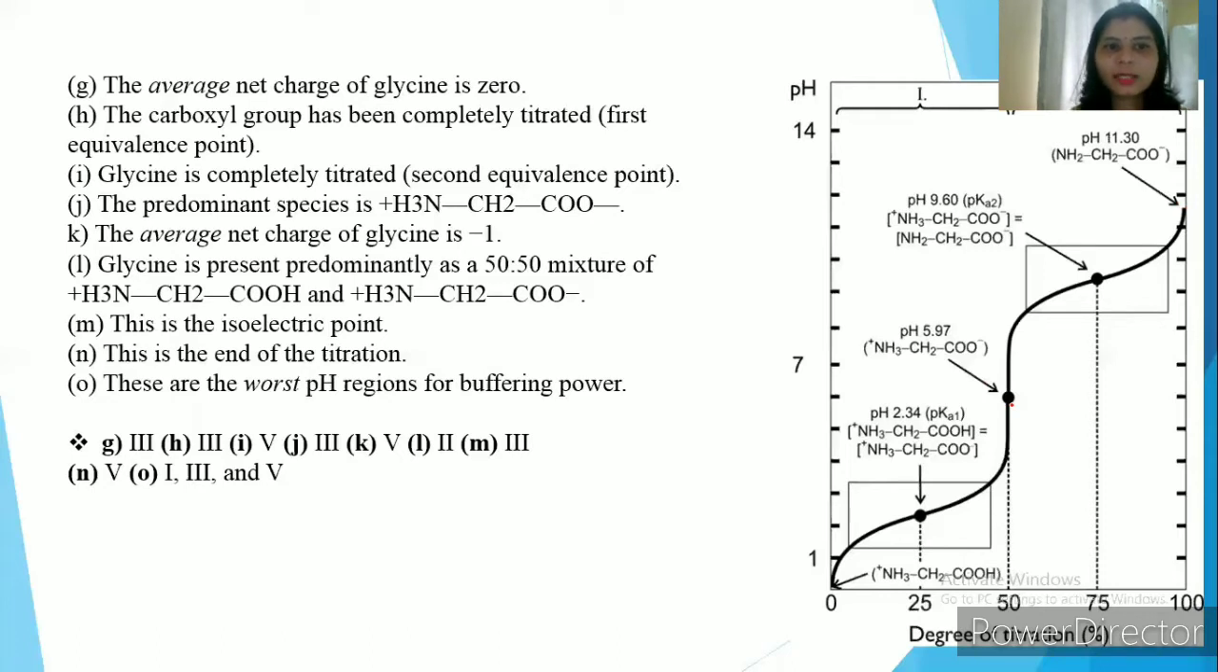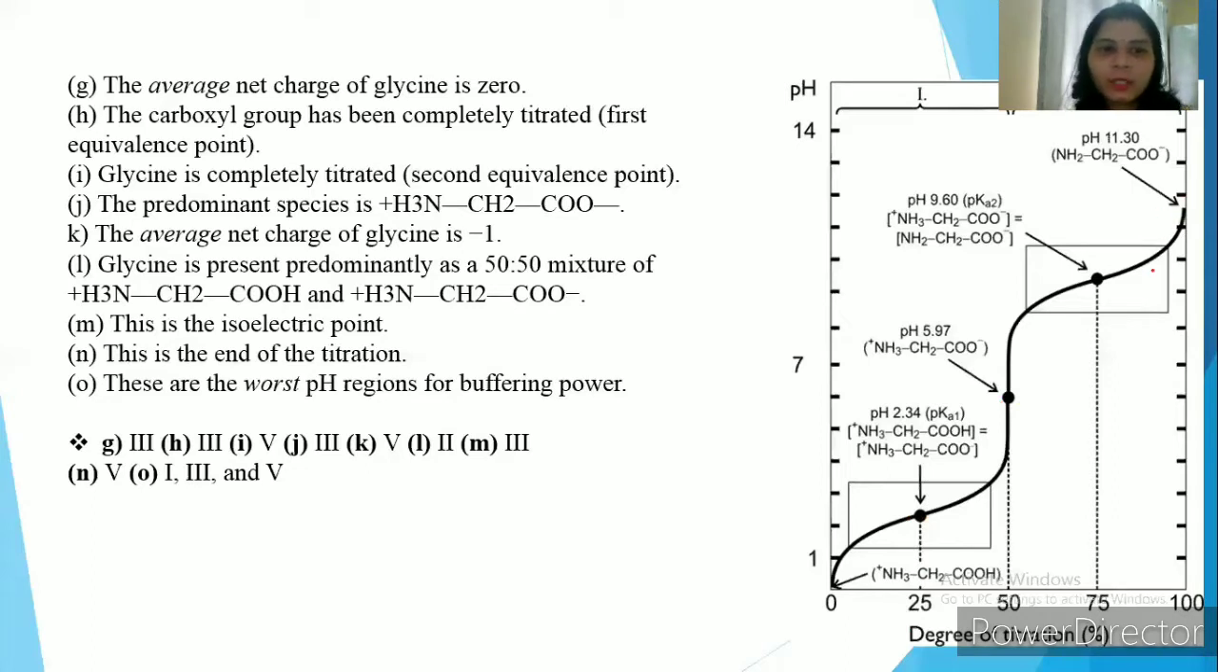Then the average net charge of the glycine is -1. Last point. Why? The negative charge of glycine is obtained at a pH above the pI. So the last point, the fifth point, has a net charge of glycine of -1. Glycine is present predominantly as a 50:50 mixture of NH3+ CH2 COOH and NH3+ CH2 COO-: the point second here. This is the isoelectric point. Which one is the point third? This is the end of the titration, point fifth.